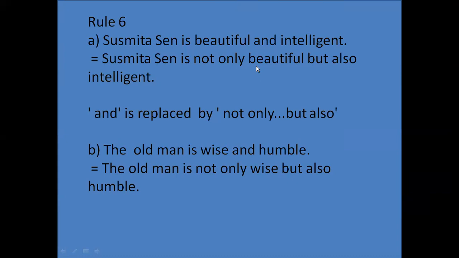So and is replaced by not only but also. You can say, she is beautiful and intelligent. So, she is not only beautiful but also intelligent. The old man is wise and humble. The old man is not only wise but also humble. Ye question shayad last time aaya tha exam pe. That's a simple question, simple rule. Next rule.